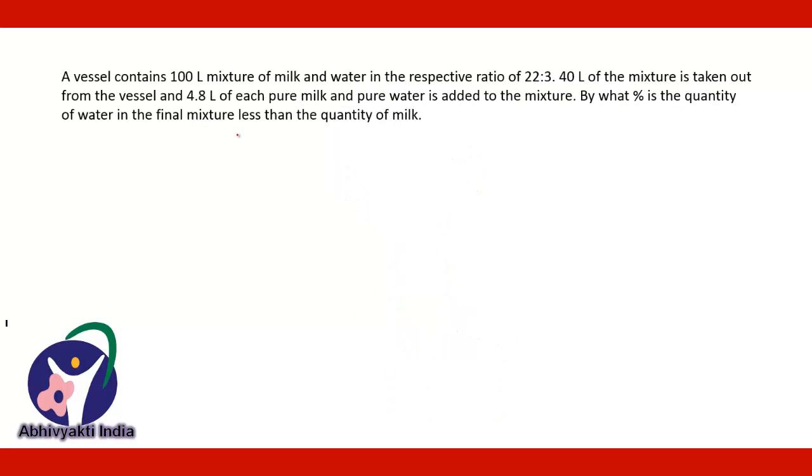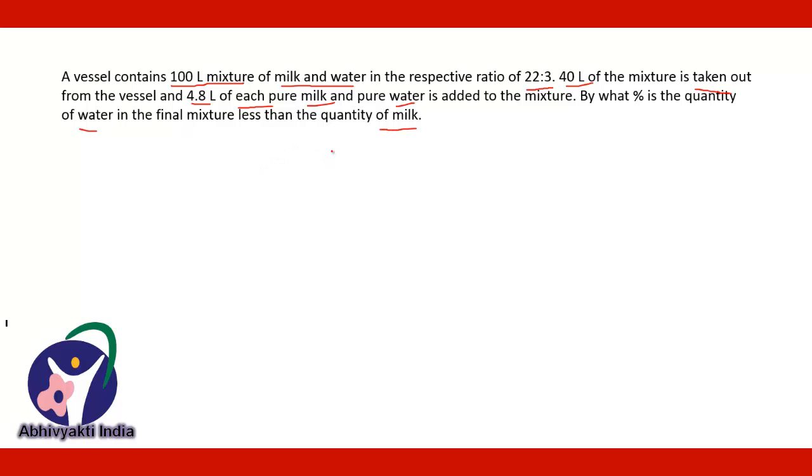Here is another question. A vessel contains 100 liters of mixture of milk and water in the respective ratio of 22:3. 40 liters of mixture is taken out from the vessel and 4.8 liters each of pure milk and pure water is added to the mixture. By what percentage is the quantity of water in the final mixture less than the quantity of the milk?